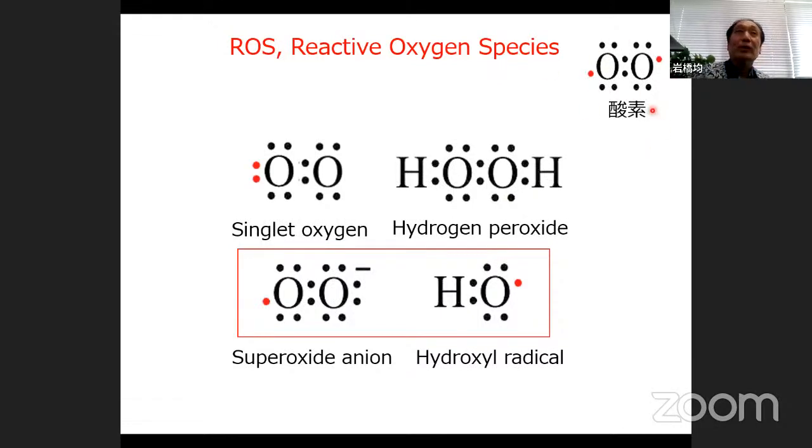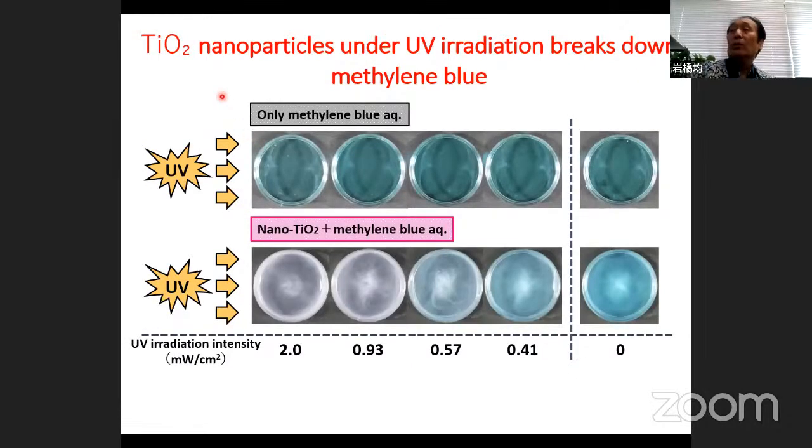So please check, this is a reactive oxygen species. This is oxygen. Sorry, this is in Japanese. This is singlet oxygen. This is hydrogen peroxide and superoxide anion and hydroxy radical. So titanium dioxide produces superoxide anion and hydroxy radical. So we checked that TiO2 nanoparticles under UV radiation break down methylene blue. Only with UV, they cannot break methylene blue, but in the presence of TiO2, they break methylene blue. That means TiO2 produces ROS, reactive oxygen species, under UV irradiation.